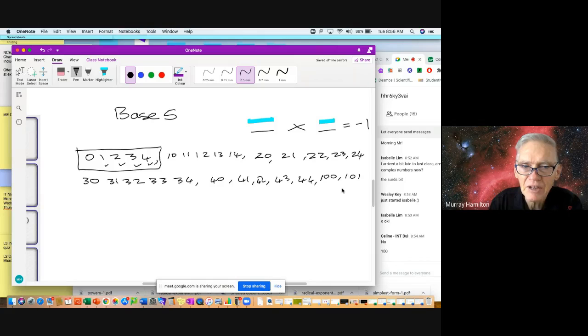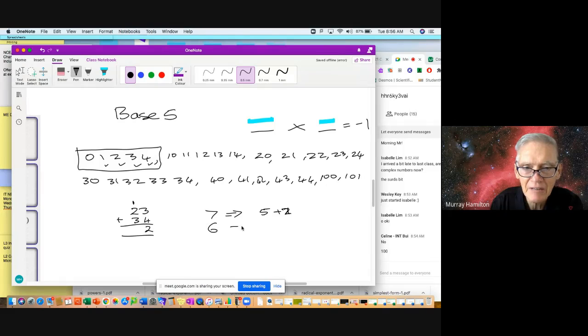So that's base 5. If we are adding 2 numbers in base 5, say 23 plus 34. Now 3 plus 4 is 7. I can't have 7, so that is 5 plus 2. So what I do is I put the 2 down there and I carry the 5 over. Then we've got 1, 3, 6.